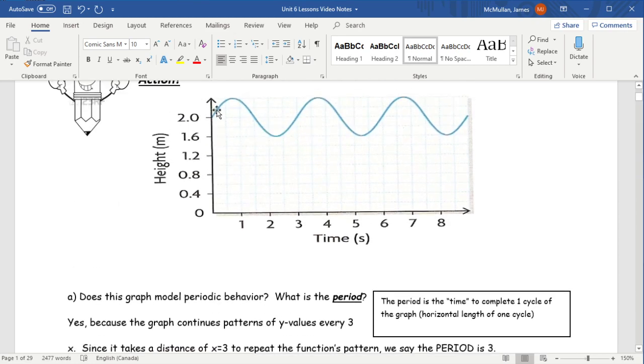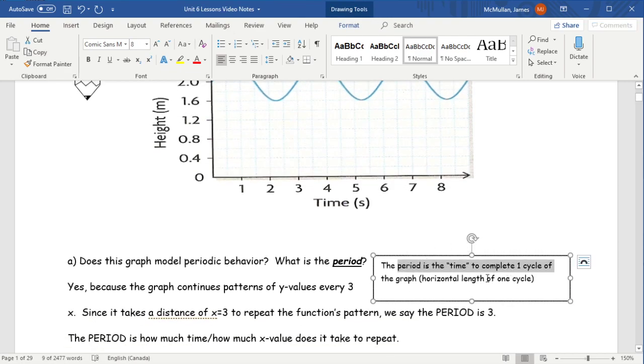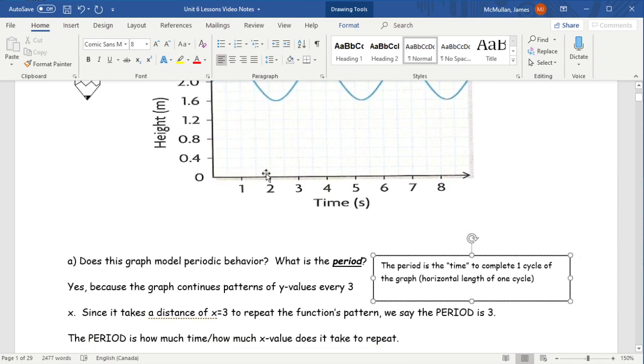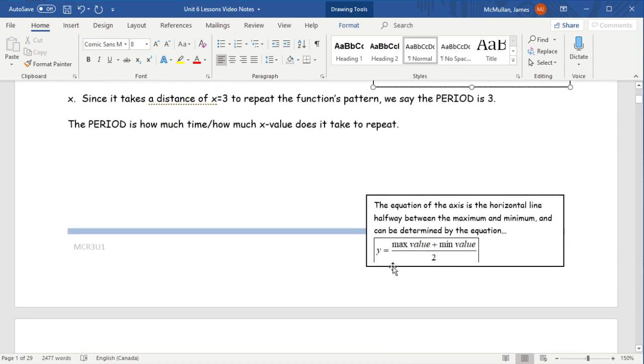So here you can see that if I start here, I go up, then down, and then I'm back right where I started, right at 3. And then I go up and down, and I'm right back where I started at 6, and then up and down, and I'm right back where I started at 9. So every 3 x's, I repeat one cycle, and that's what it says here. The period is the sort of time. It's not always time, that's why it's in quotation marks, but it's the x distance that it takes for the graph to do one cycle.